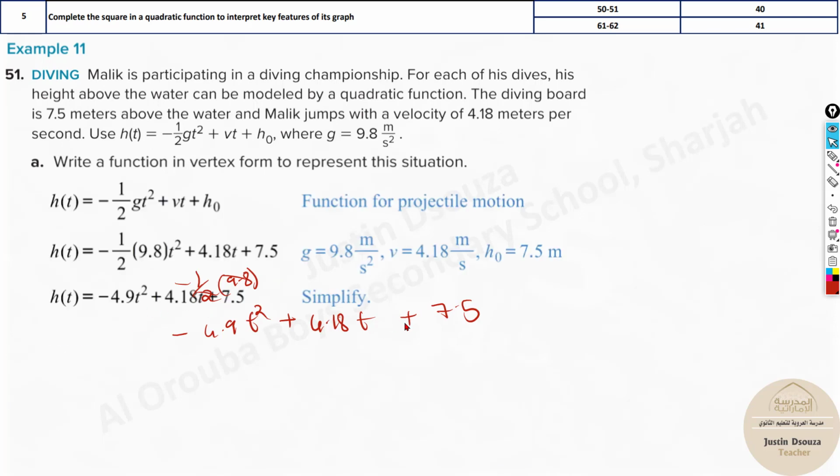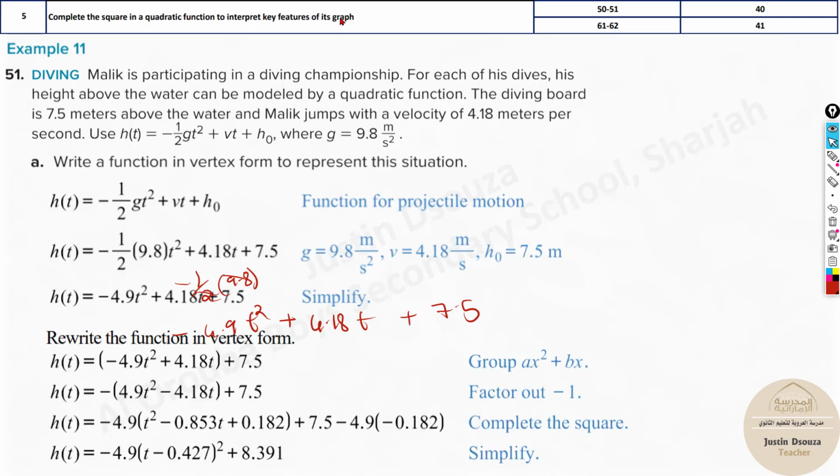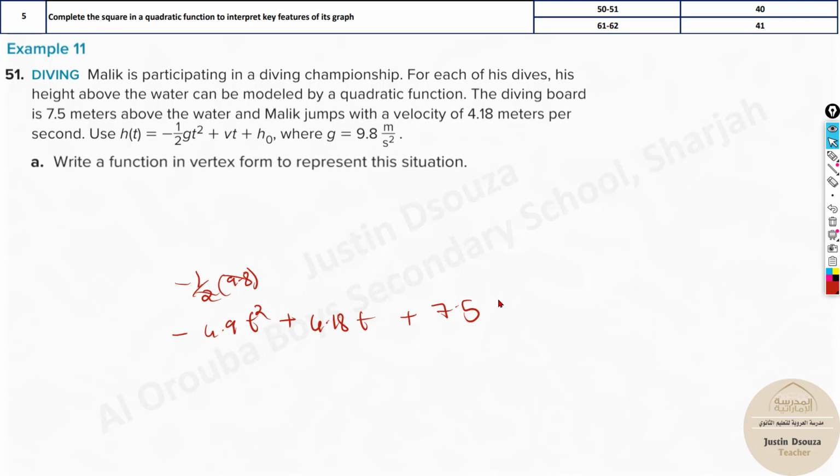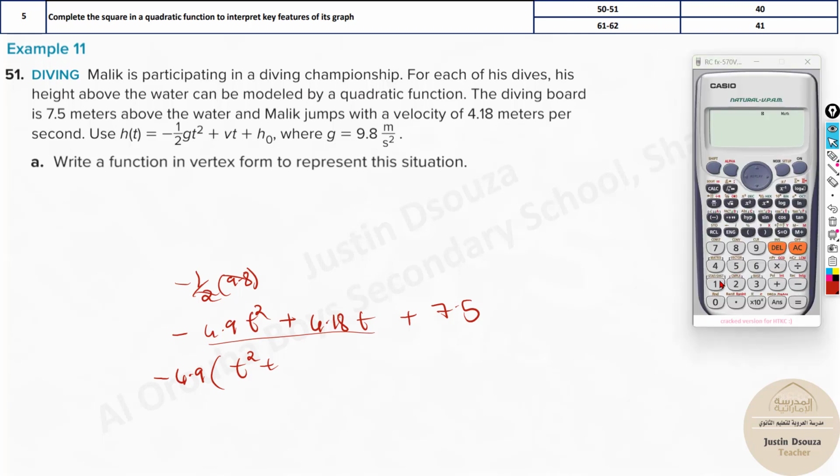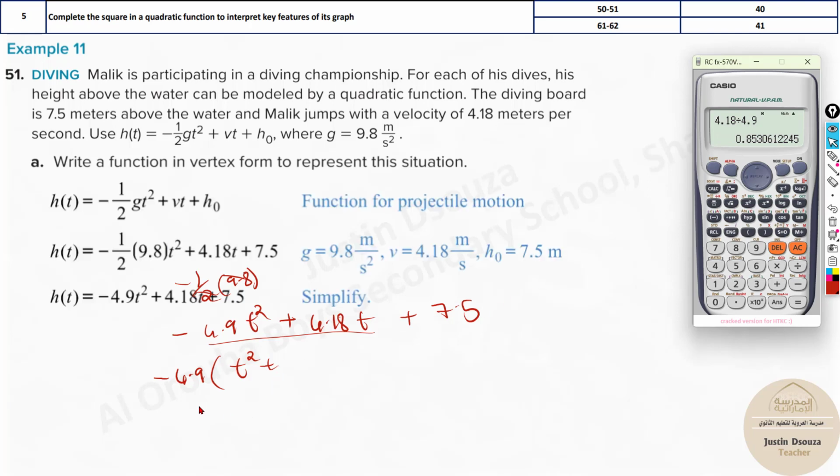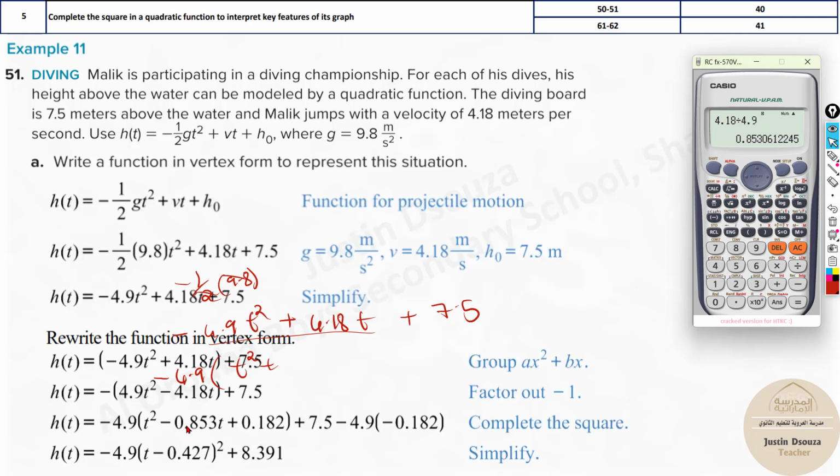Now once you get the function, you can do the completing the square method just like what we have done a while ago. You have to take this common out, only for the first two terms. Over here, just focus on the first two terms. Take negative 4.9 common outside. So you are remaining with t squared plus, what is 4.18 divided by 4.9? You can just use the calculator. 4.18 divided by 4.9 is 0.85. See, now you can see here in the final answer you have 0.85t.